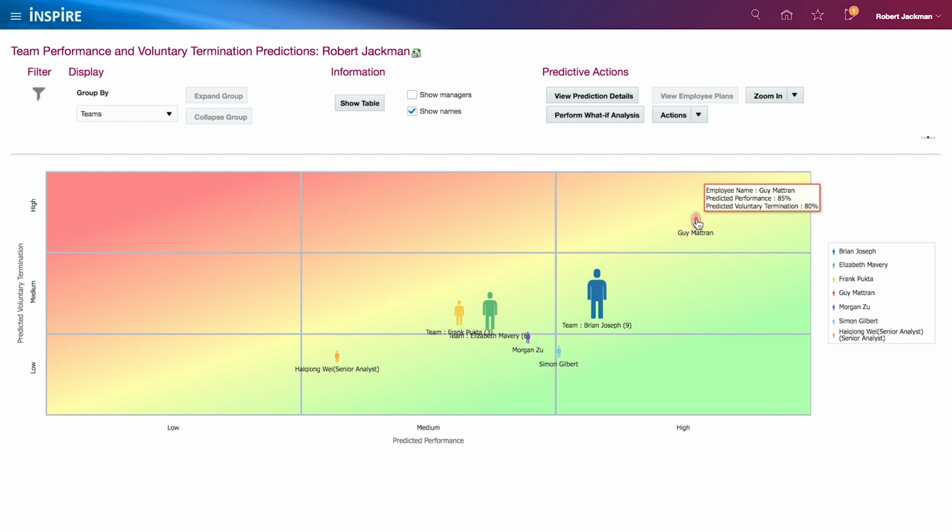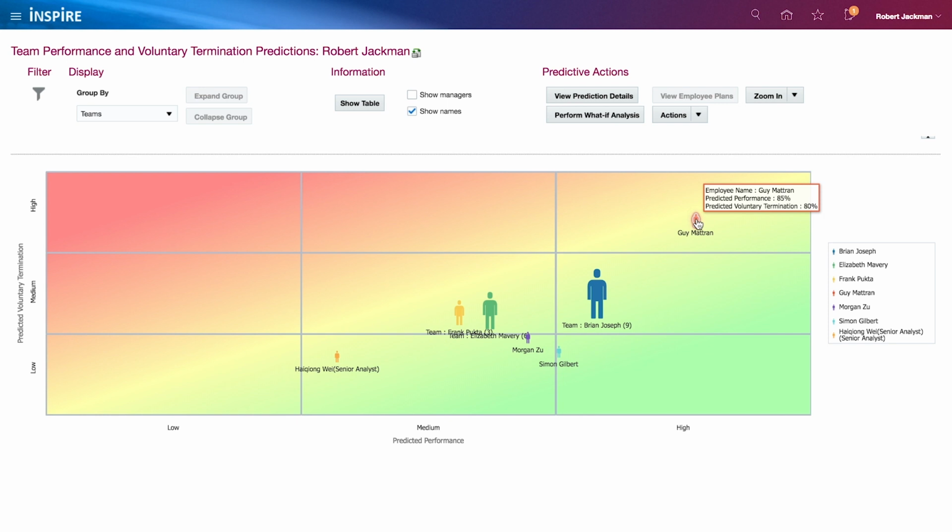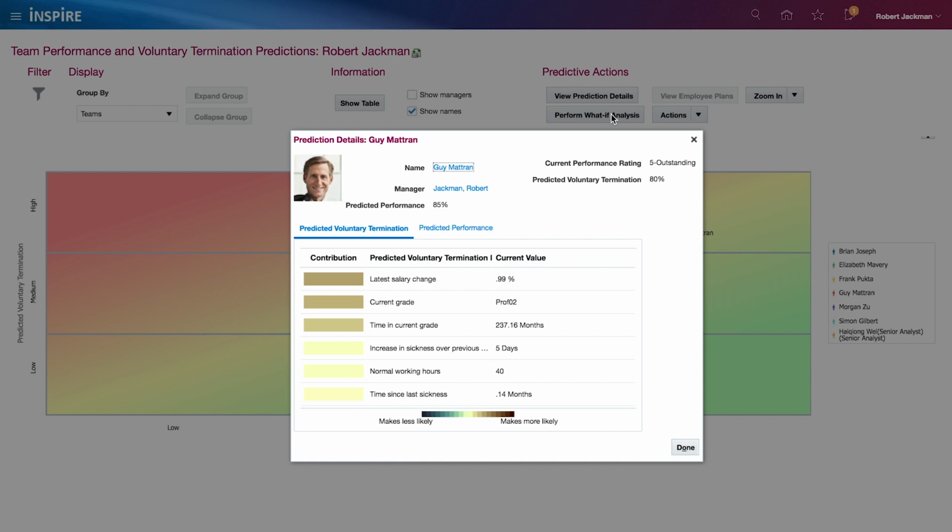Here we're looking at one of his direct reports, Guy. And the algorithms are able to tell him that not only is Guy's predicted performance in the future to be at a very high level, but also based on his employee history, he's at a high risk of loss. When we go in to look at those prediction details, the system then details from highest to lowest what really makes up those predictions. And so here we're able to see that it's been not only a significant amount of time since he received his last increase, but that his last salary increase was less than 1%. It also highlights the length of time since his last promotion.